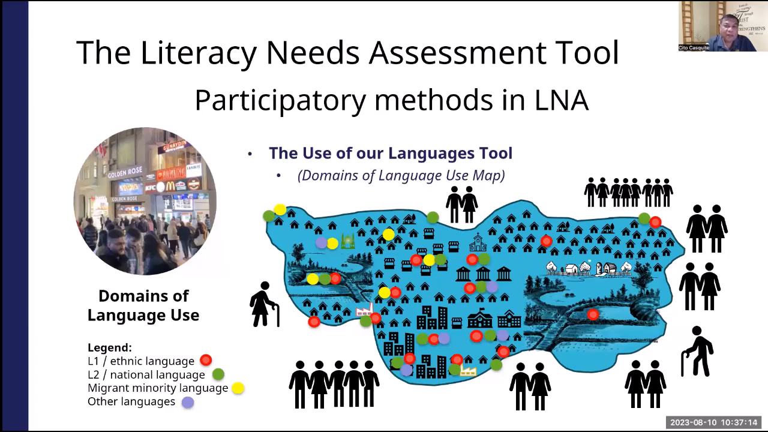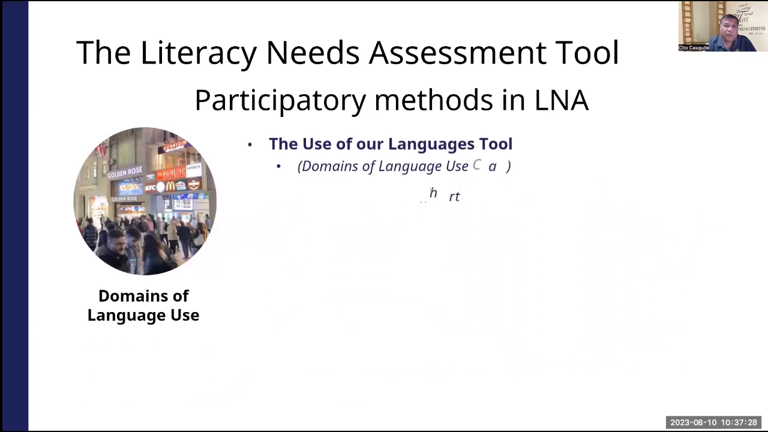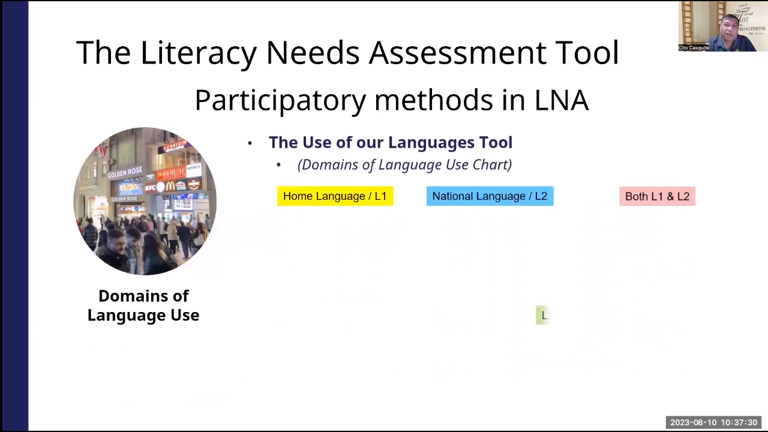And we also have the same tool or a similar tool we can use to identify the languages in different domains, this time using a chart. So if we want to get the different languages we use in the church or in ministry, we can have at least four markers marking the home language, the national language, both L1 and L2, as well as L2 and other languages in different activities in the church.